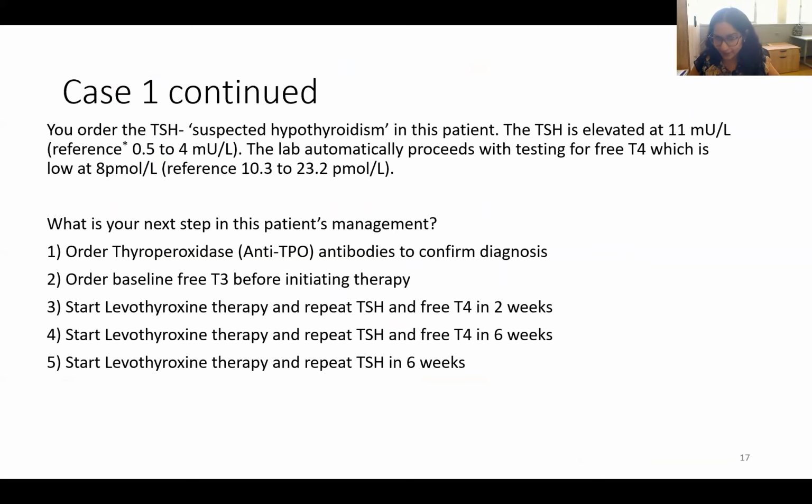So what's your next step in this patient's management? You can order antibodies, anti-TPO antibodies, to confirm diagnosis. You can order a baseline free T3 before initiating therapy. You can start levothyroxine therapy and repeat TSH and free T4 in 2 weeks or in 6 weeks, or you can just start levothyroxine therapy and repeat TSH in 6 weeks.